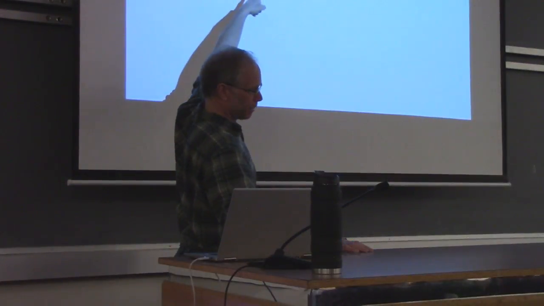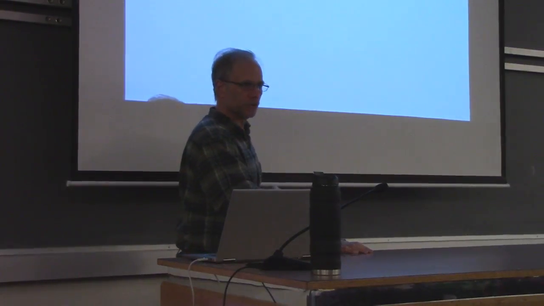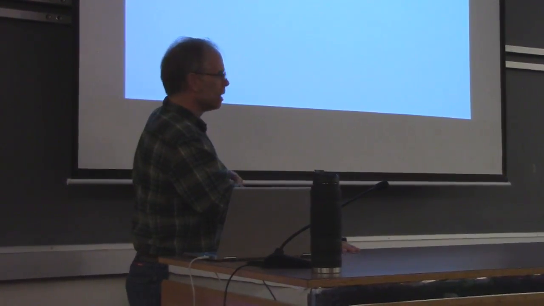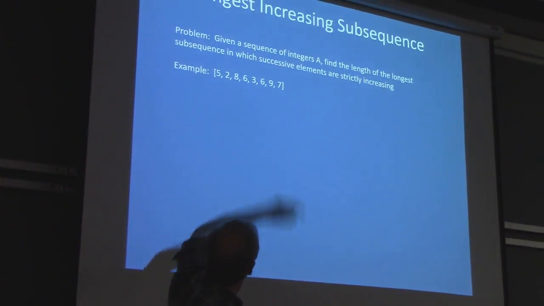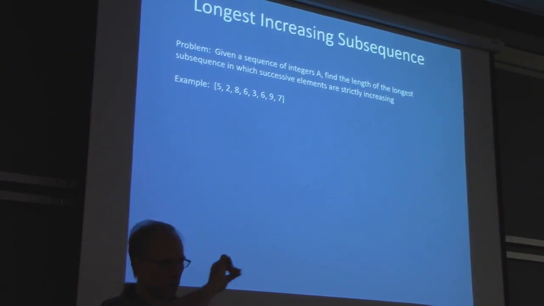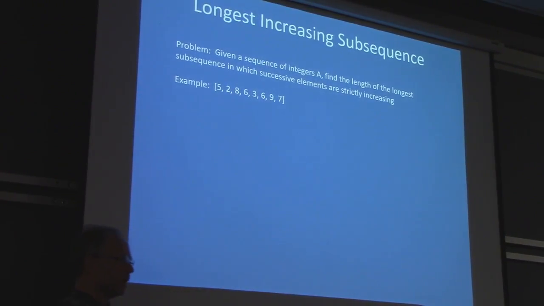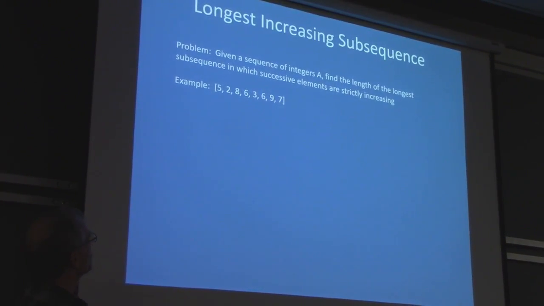A sub-list of that where the numbers strictly go up. So one increasing subsequence would be 2, 3, 7. Those 2, 3, and 7 appear from left to right, and they go increasing. We're trying to find the longest increasing subsequence.